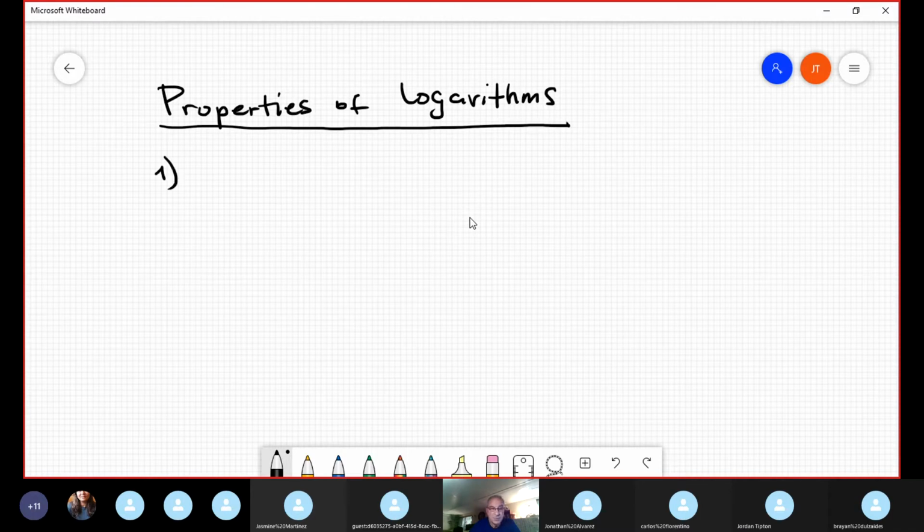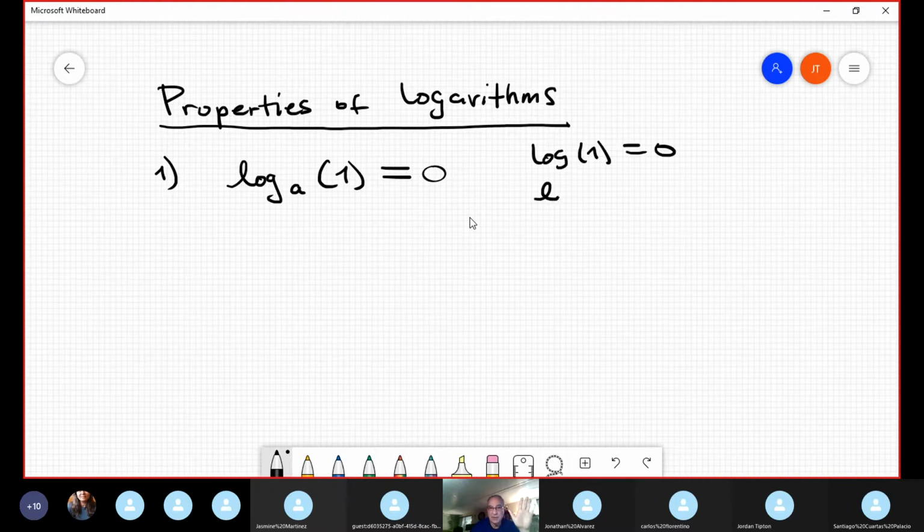The first one, you know very well, is logarithm of 1 in any base is equal to 0. You know this fact, right? Logarithm of 1, regardless of the base, is 0, always. Log of 1 is 0, ln of 1 is 0, log base 2 of 1 is 0, and so on, any base.